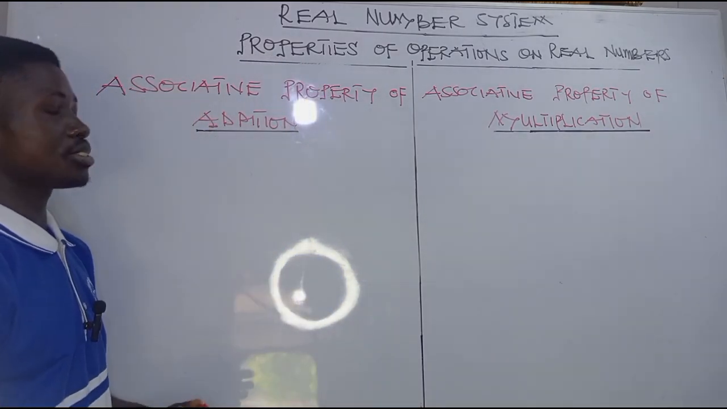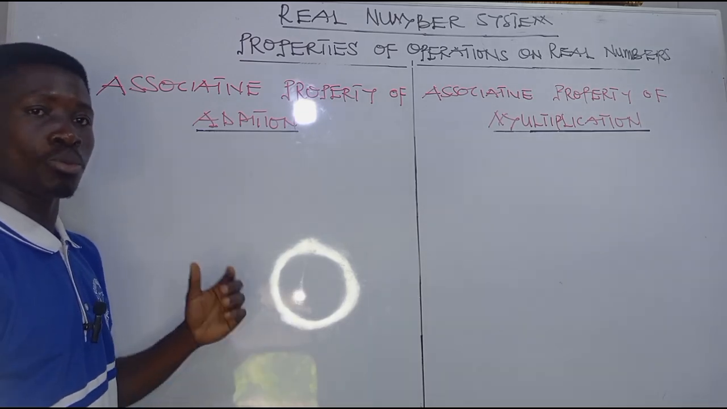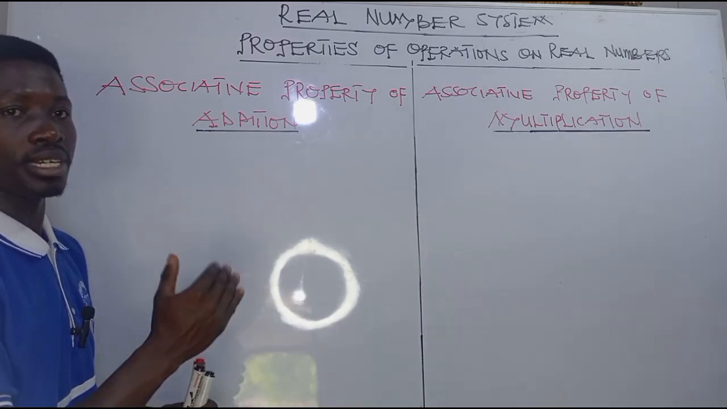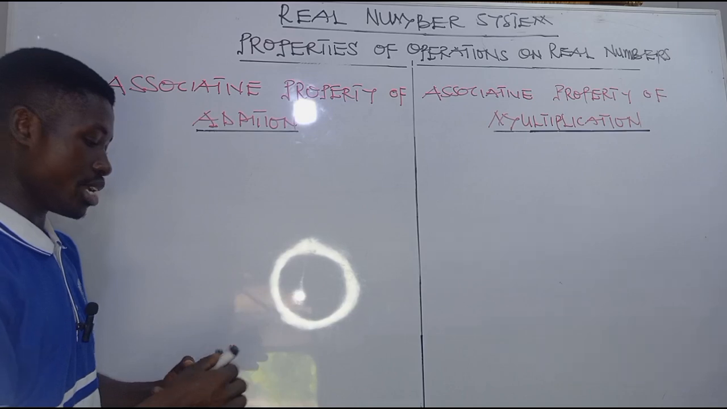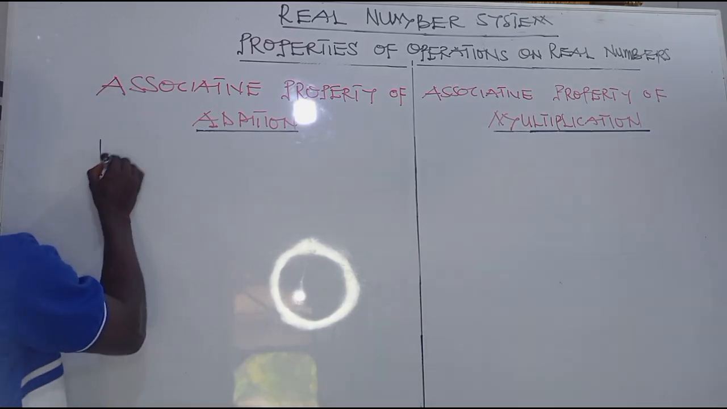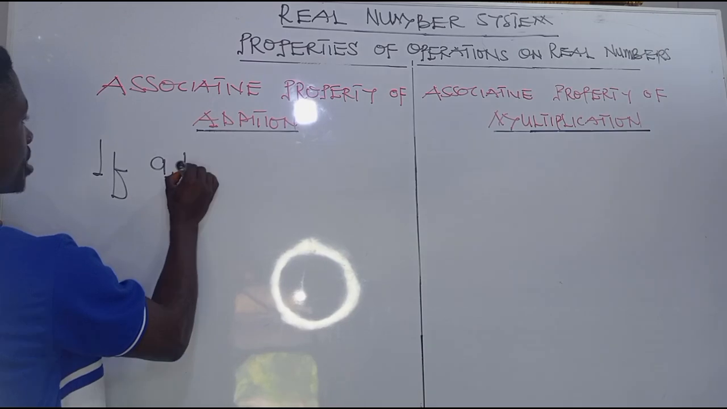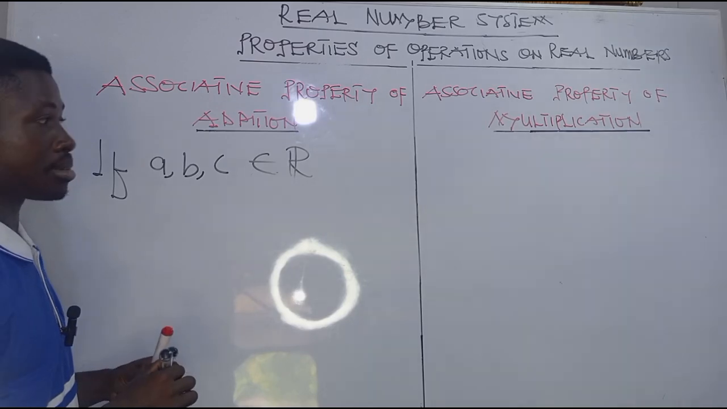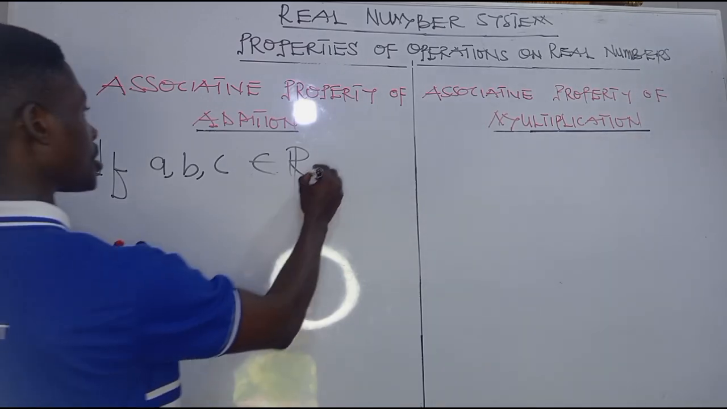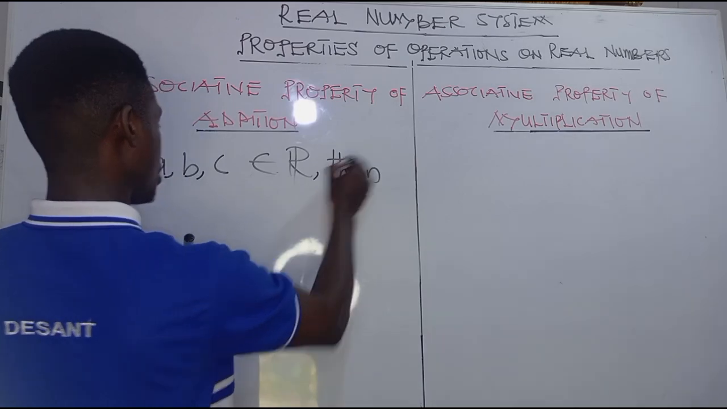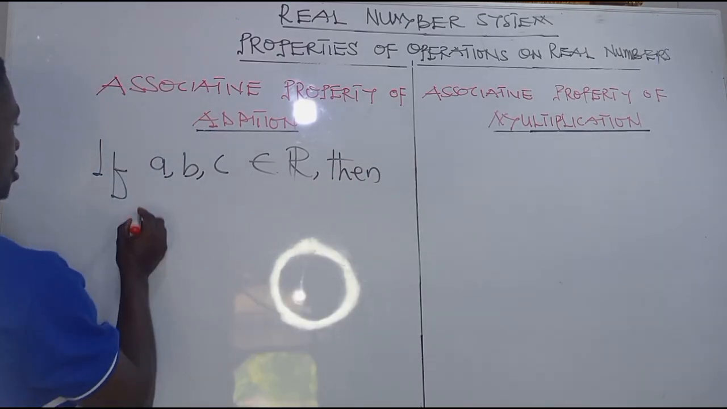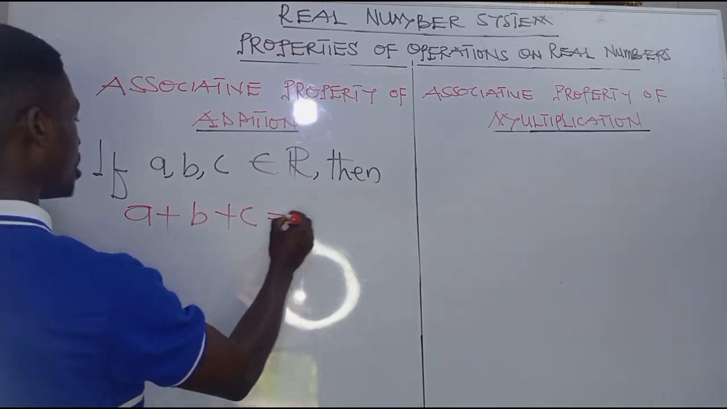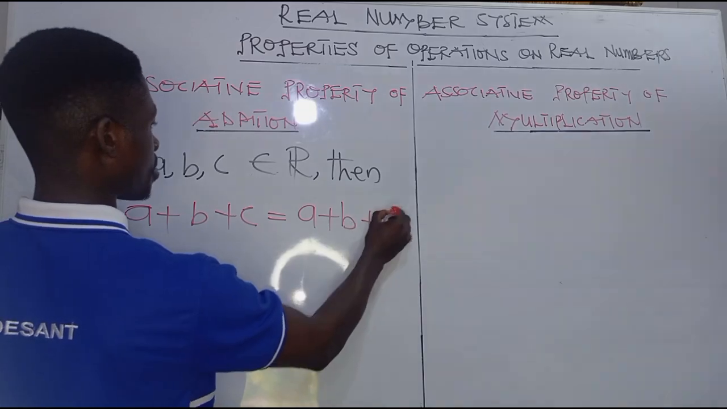So the associative property of addition says that no matter how we group numbers differently when adding them, the outcome is still going to be the same. So if A, B, and C belong to the set of real numbers, or are from the real number system, then we can say that (A + B) + C is the same as A + (B + C).